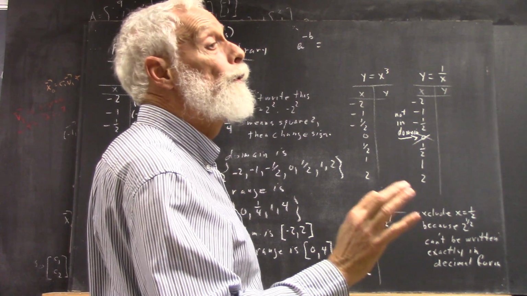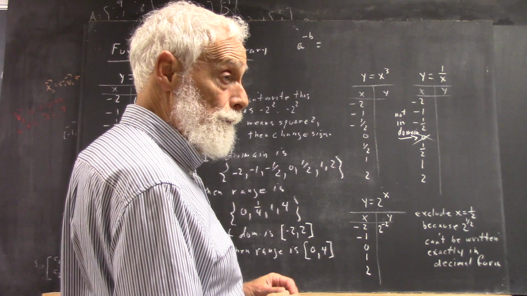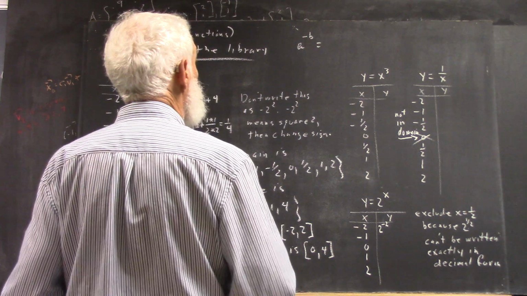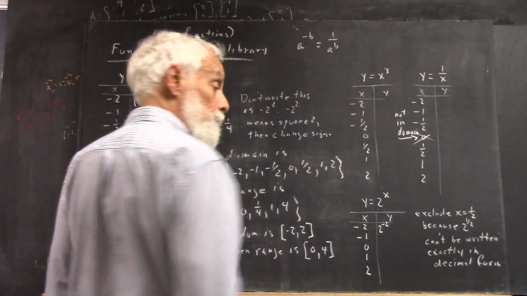Okay, you're going to want to review the laws of exponents. Be sure you really have them under command. It's 1 over a to the b. And that's what you mean. I'm sure that's how you would have written it.